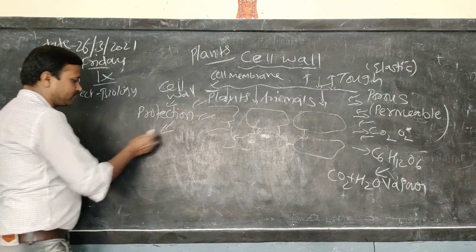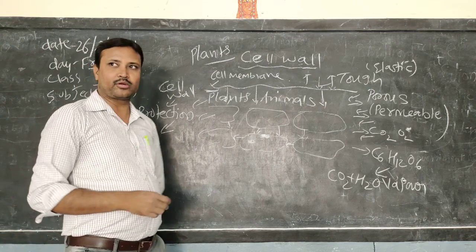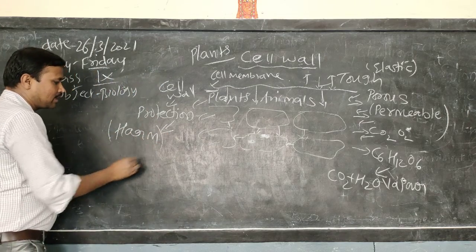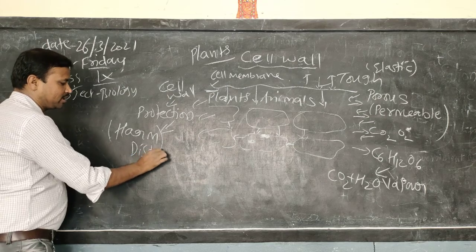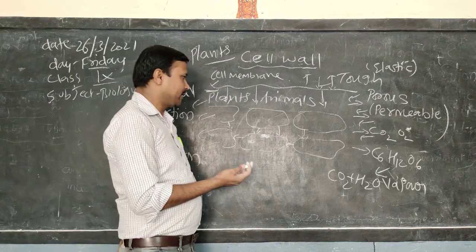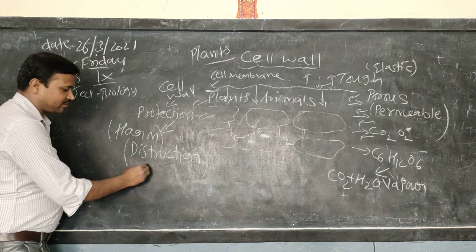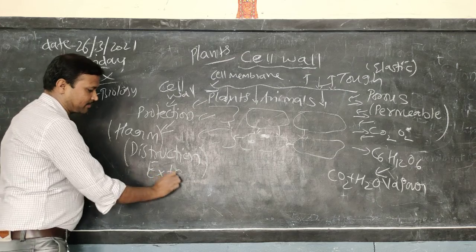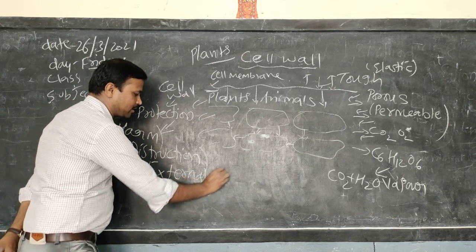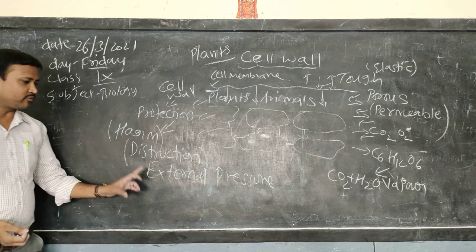They are going to protect from harm. Harm such as destruction from the outermost layer. From the outermost layer, they protect the plant. The distinction from that is external pressure. External pressure, P-R-E-S-S-U-R-E. So it will protect from the external pressure.